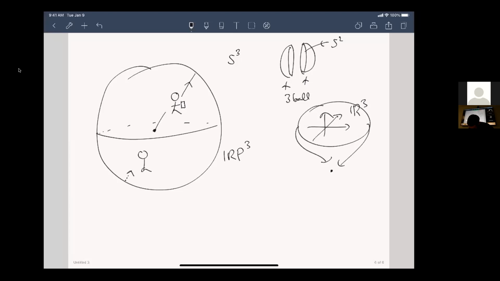but with my book on its other side. Okay, so RP3 looks like this. So it's a ball, you can think of it as a ball, but as you go towards the boundary of this ball, you come back the other side with a twist. Okay, so this is my high school or elementary school description of RP3.